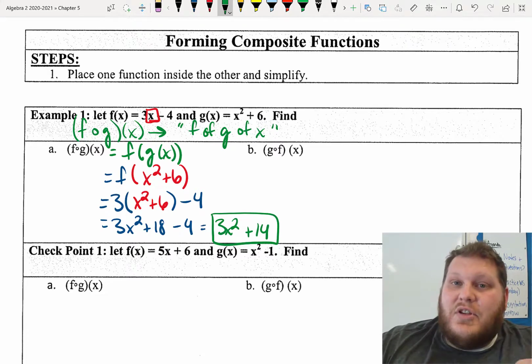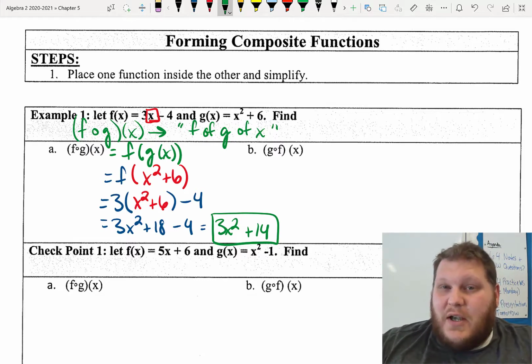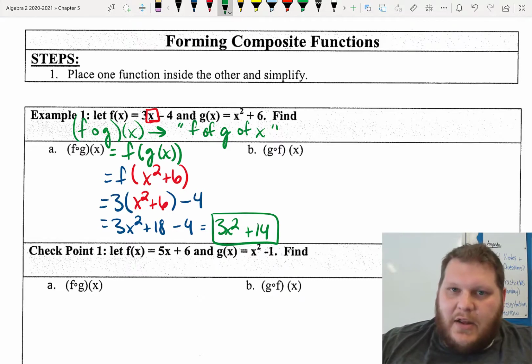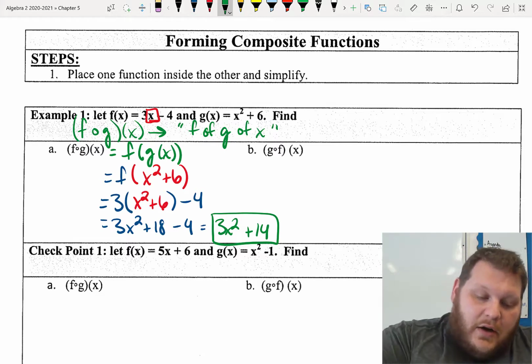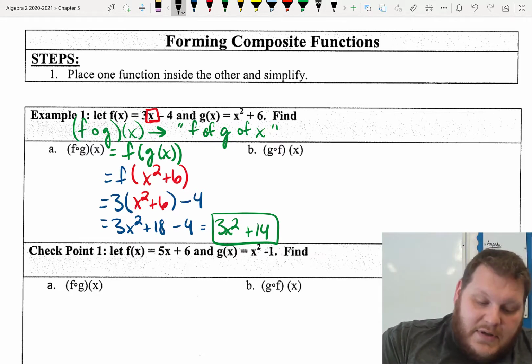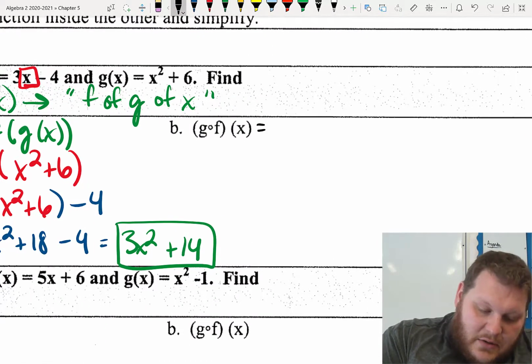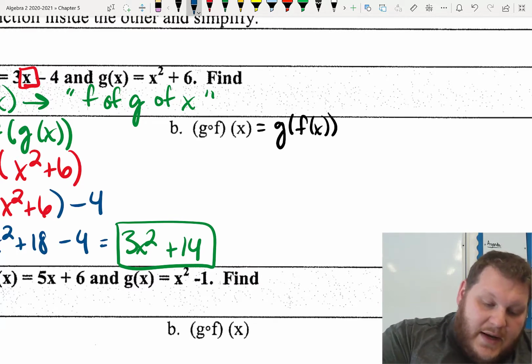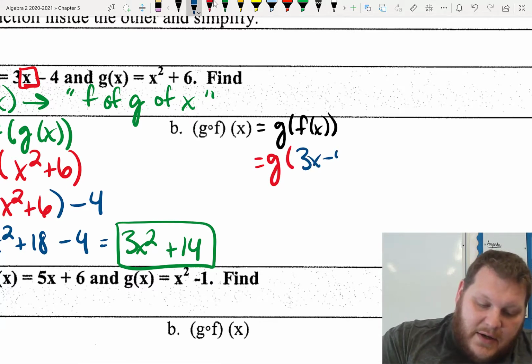Now, because we're putting one function into the other, order is super, super important here. F of g of x is very different than g of f of x. In the function operations we saw yesterday with addition and multiplication, the order didn't really matter. It was just combining them together with those two operations. Here, our order makes a big difference. What I'm asked to do with g of f of x is take g of, and we know that f of x is 3x minus 4.